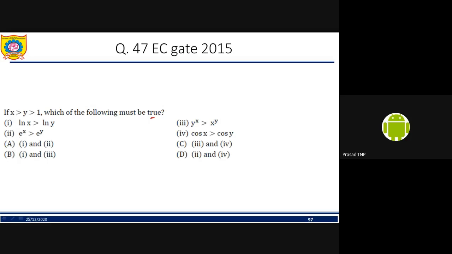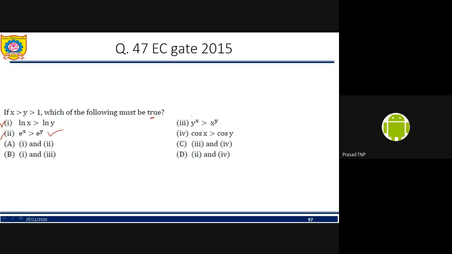This is again approximation. If x is greater than y, and y is greater than 1, which of the following must be true? The first option says natural log of x is greater than natural log of y. This is okay because x is greater than y and both are greater than 1. Second, e raised to x is greater than e raised to y. Okay, because x is greater than y. Second is also okay. Third, y raised to x is greater than x raised to y.